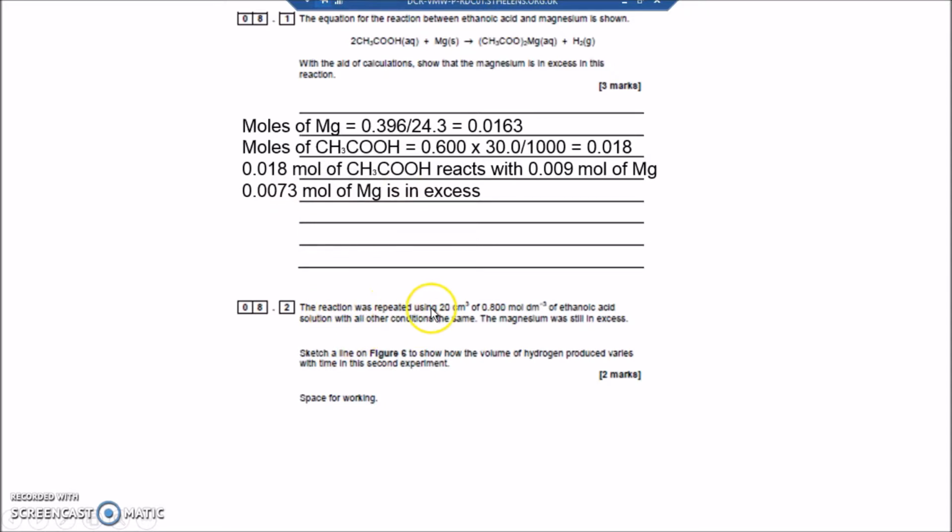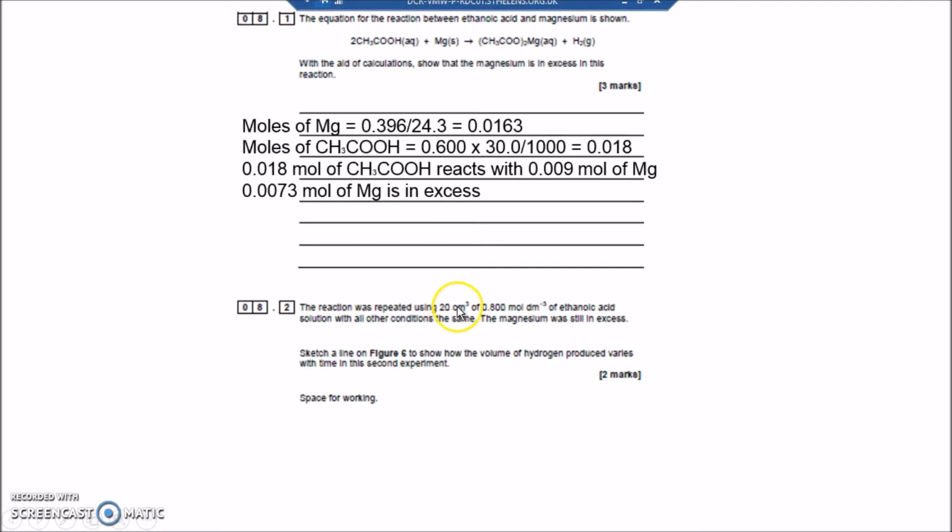What's my next thing here? So I've got 20 centimetre cubed of 0.8 moles decimetre cubed of ethanoic acid. I've got a new volume and concentration of ethanoic acid. Why on earth would they give me volume and concentration? Again, concentration is moles divided by volume, so moles is concentration multiplied by volume. The only reason they give me volume and concentration is if they wanted me to work out moles.